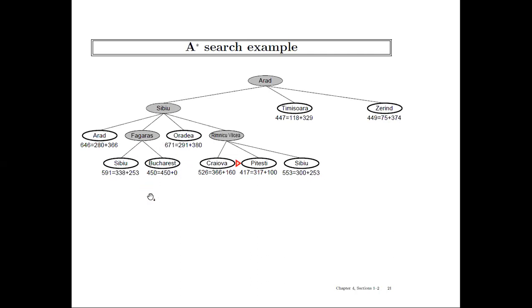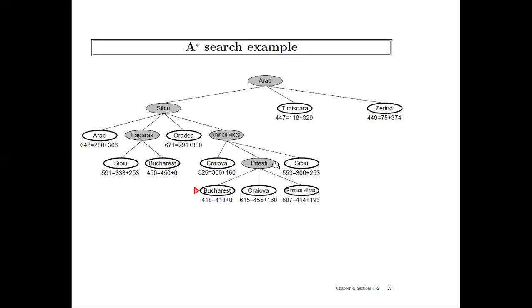The value is 450. In this algorithm, when you get the goal, it is not necessary that you stop there. You will find out if there is any other path where we have a lesser value than the one we have achieved. Here we have achieved 450. So there is one unexpanded path, that is Pitesti. Here the value is 417. So we will also expand this to see how we will move on.